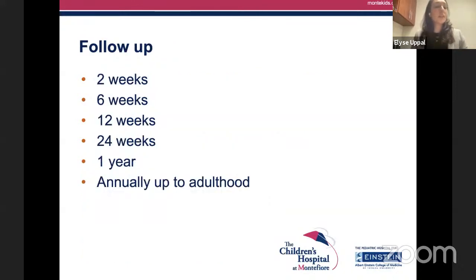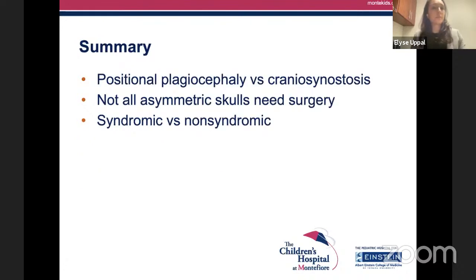We do like to follow them closely at regular intervals. We're looking at the incision site as well as the overall head shape over time. So we will see them at 2 weeks, 6 weeks, 12 weeks, 24 weeks, 1 year. And then we like to see them annually up until they're an adult.